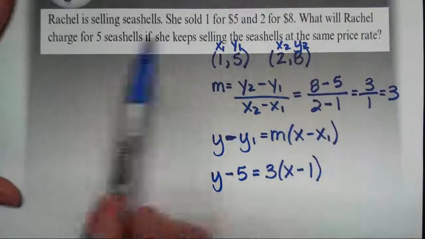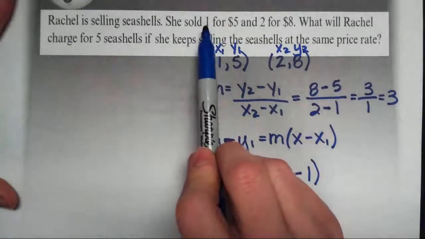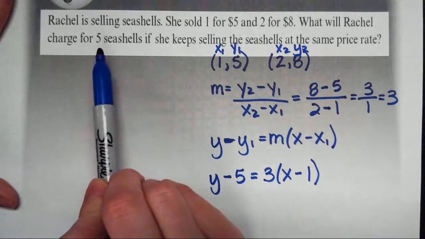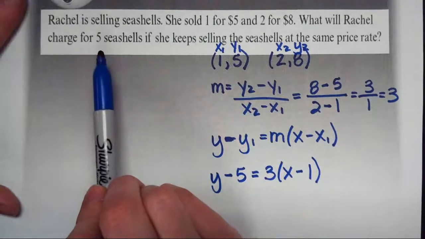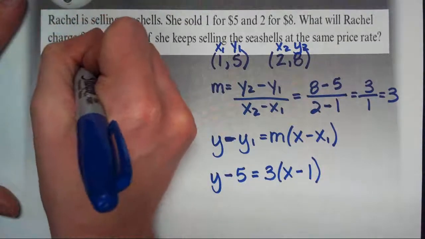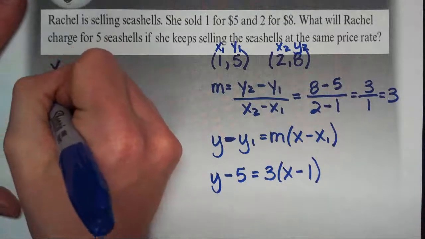Now I need to know, what will she charge for 5 seashells? Remember before that my number of seashells was my x value. So since I have 5 seashells in this case, I need to plug in 5 for x, and that's exactly what I'm going to do. I'm going to use this equation and plug in 5 for x.